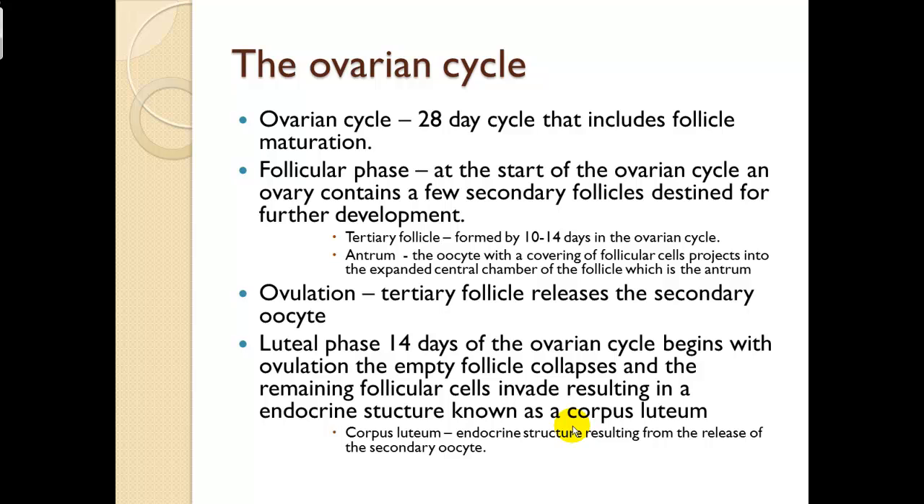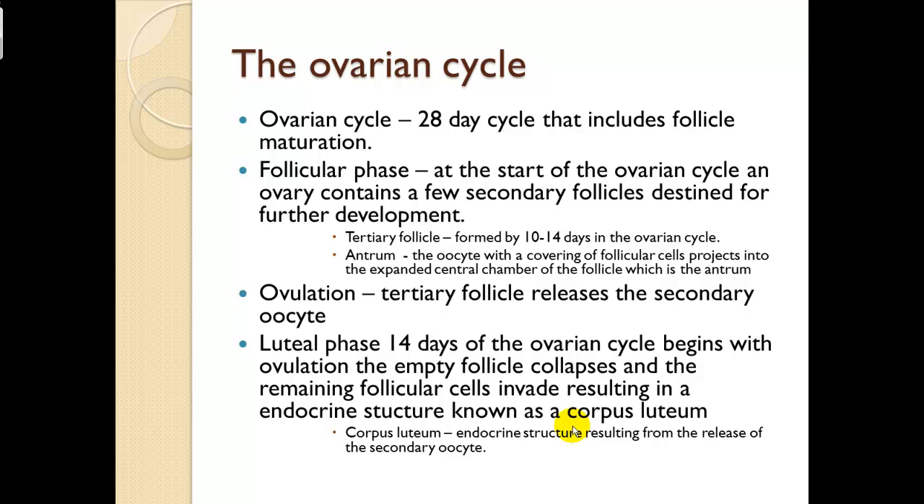The ovarian cycle is a 28-day cycle that includes follicle maturation. Follicular phase: at the start of the ovarian cycle, an ovary contains a few secondary follicles destined for further development. From this, we get a tertiary follicle formed by 10 to 14 days in the ovarian cycle, with an antrum, which is a term for the expanding central chamber of the follicle. The oocyte, with the covering of the follicular cells, projects into the antrum. Ovulation: the tertiary follicle releases the secondary oocyte.